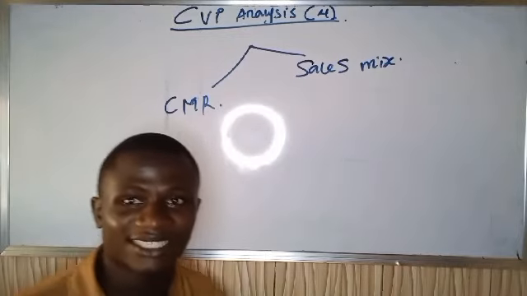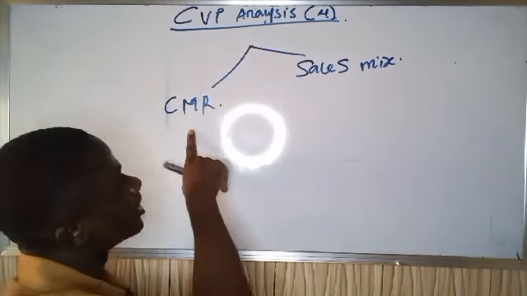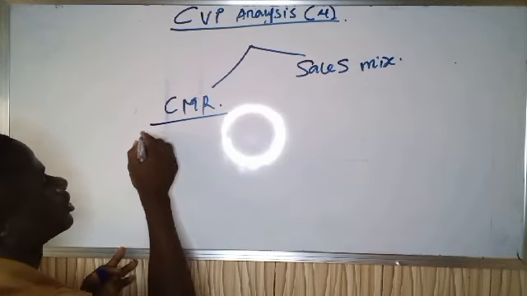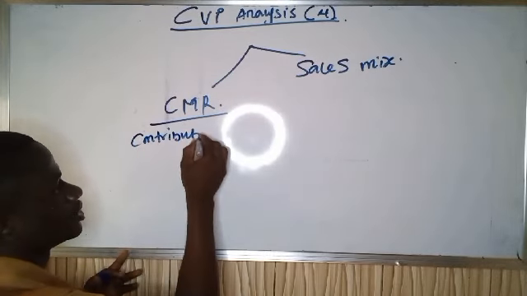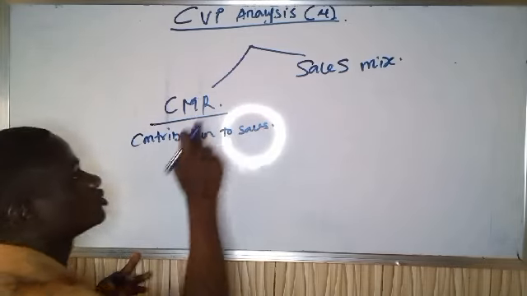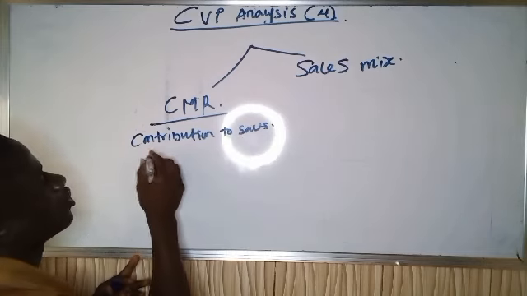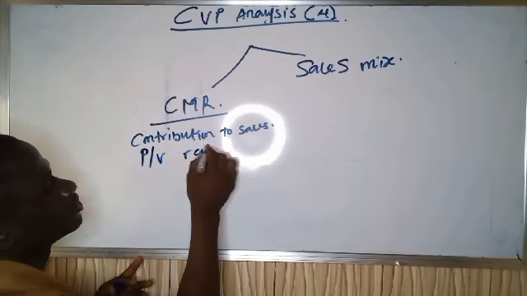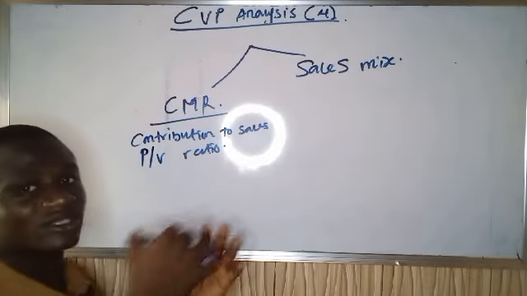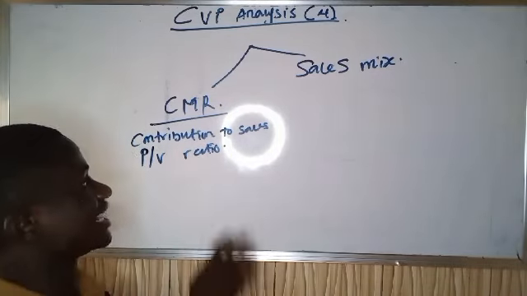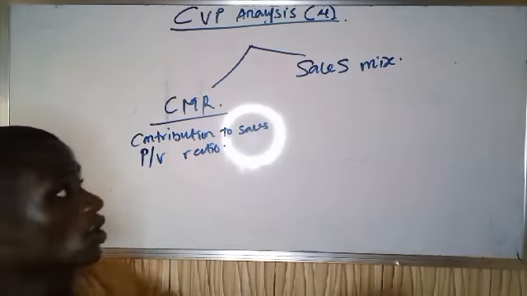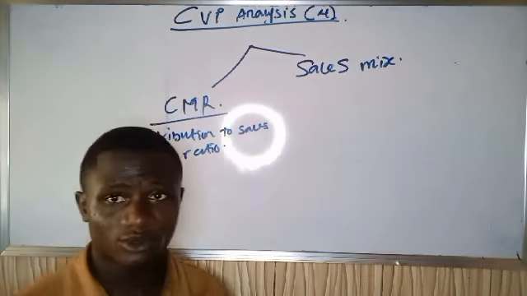I said in my last class that you guys should not underrate this CMR, contribution margin ratio. Contribution margin ratio can also be called contribution to sales ratio. So please know that they all mean the same thing. Either you see it as contribution margin ratio, or contribution to sales ratio, or PV ratio. This PV ratio is the profit volume ratio. They are all the same thing. So either I go by the CMR method, which is also called contribution to sales, or PV ratio, or I go by the sales mix method.